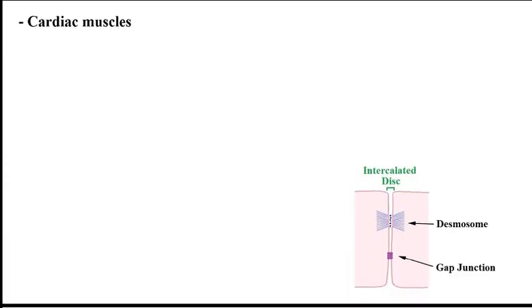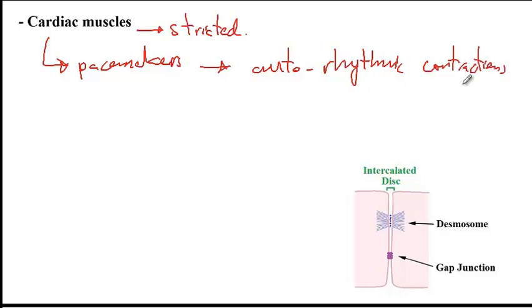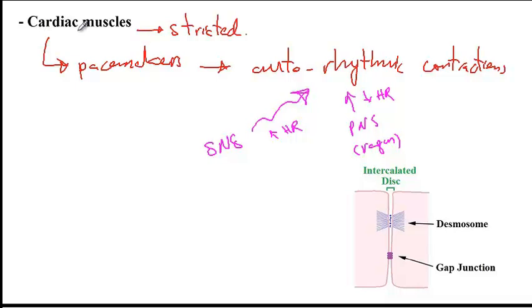And similar to skeletal muscles, cardiac muscles also contain sarcomeres, as a consequence of which they have striated appearance. And then another difference we just discussed, cardiac muscles contain their own pacemakers, which allow their autorhythmic contractions that can be regulated by the autonomic nervous system. All right, so autonomic nervous system, like for instance, SNS increases heart rate, while PNS, like for instance, vagus nerve, decreases heart rate.